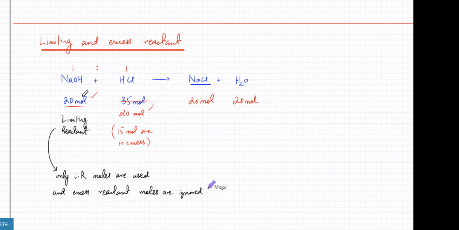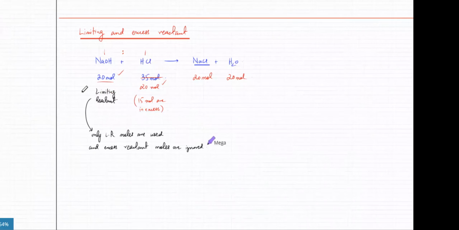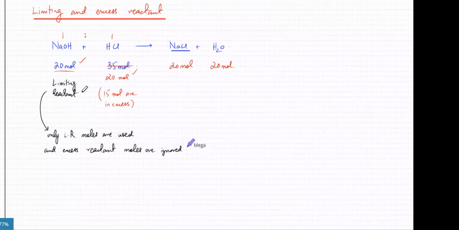Clear, Rizwan? Yes sir. So make sure the limiting or excess question arises when in the question they give you 2 moles, meaning moles of 2 things. Then you can't tell whether, if you want to figure out the moles of NaCl, you should use 35 moles, because with 35 the ratio gives you 35, or you should use 20 moles, where the ratio gives you 20. So which will you use? You will use the limiting reactant, okay. Safa, is this clear? Sidra, the rest, clear? Yeah, clear sir.